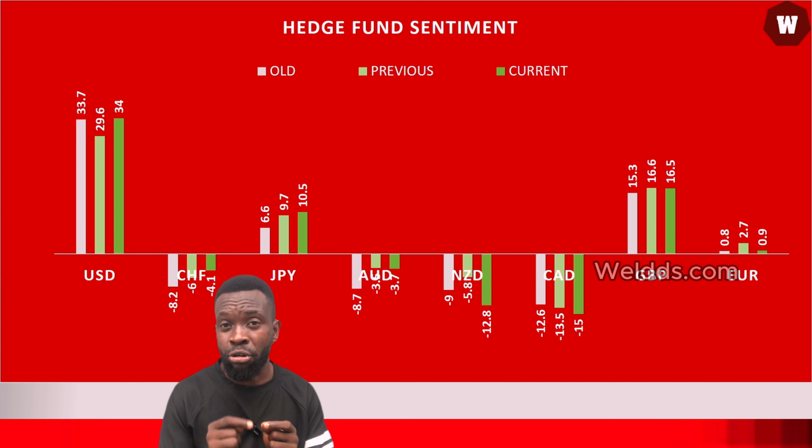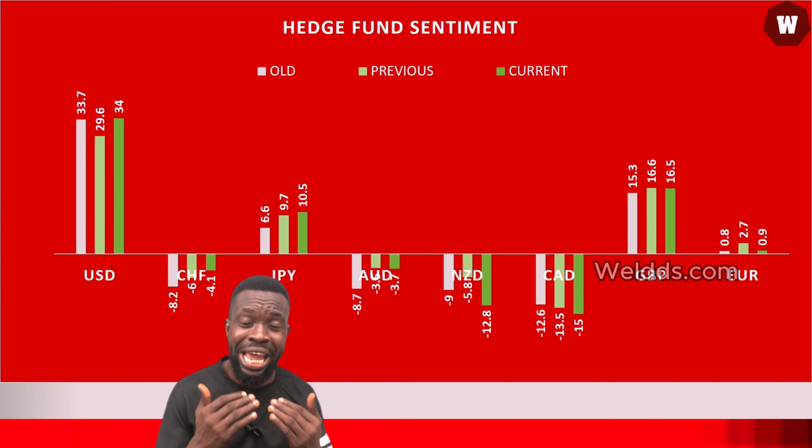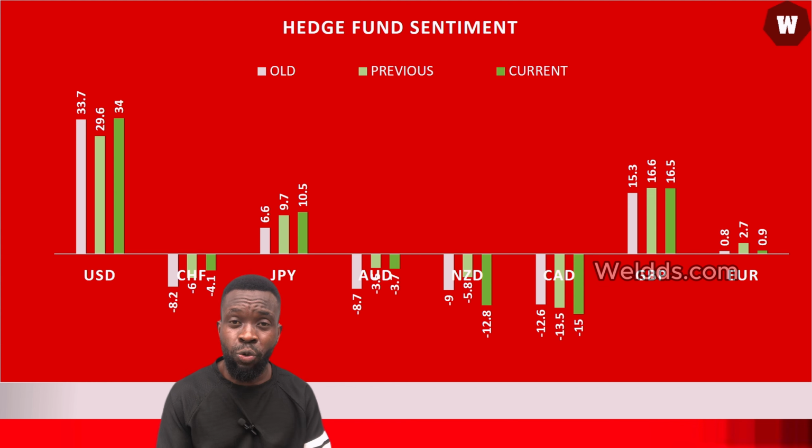But one of the drawbacks of hedge fund sentiment is that it comes out every Friday and it shows you what has happened previously. So most of the time it is a lagging indicator, and you should not just depend on the hedge fund sentiment. You also have to combine hedge fund sentiment along with retail sentiment.